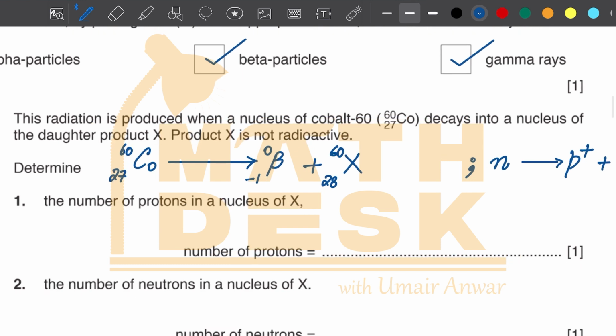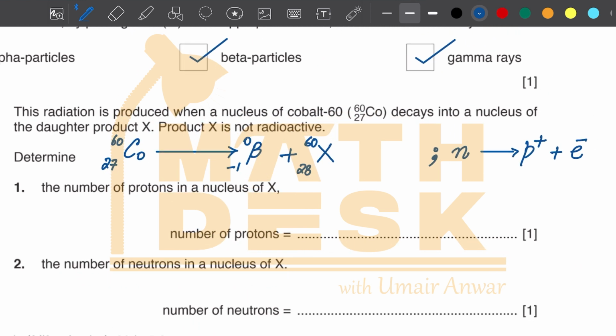So by seeing this equation for the process, we can write the number of protons in the nucleus of X as 28, and the number of neutrons in the nucleus of X would be the mass number minus the proton number, so it would be equal to 32.